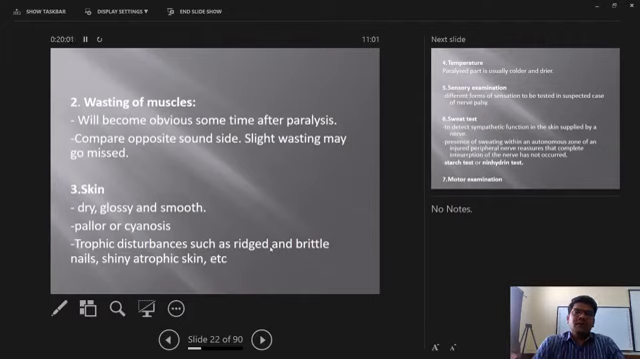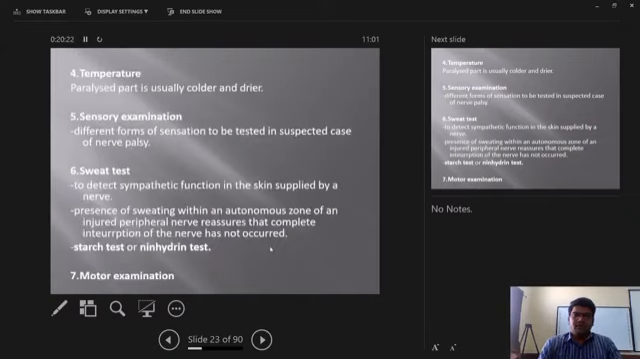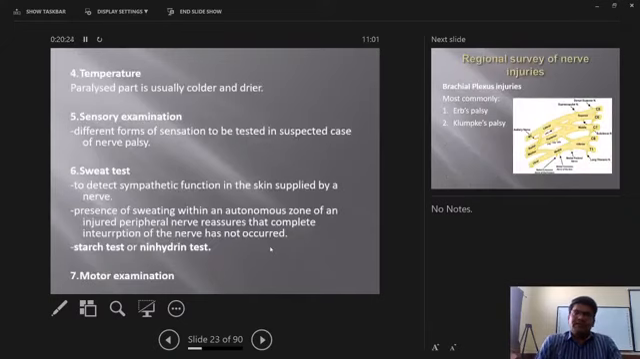Skin becomes dry, glossy and smooth because of trophic changes. The skin becomes dry because of loss of sweating, glossy and smooth, pallor and cyanosis is present. The trophic changes can be brittle nails, skin becomes atrophic, shiny. Okay, so temperature of the extremity is cooler and it is dry.